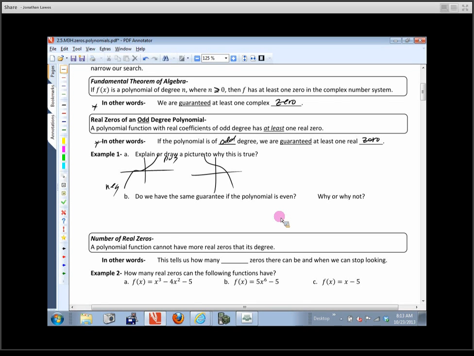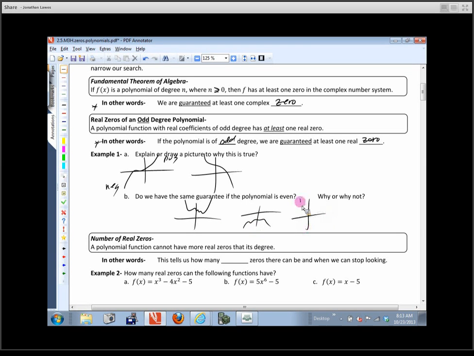Okay. Right. So with an even one, it would be possible to have one that starts up here, wiggles around and stuff like that, and then goes up and never crosses the x-axis. So we could also have one that does this. So without going from the negatives to the positives or the positives to the negatives, we don't have a guarantee like we do with the odd ones.